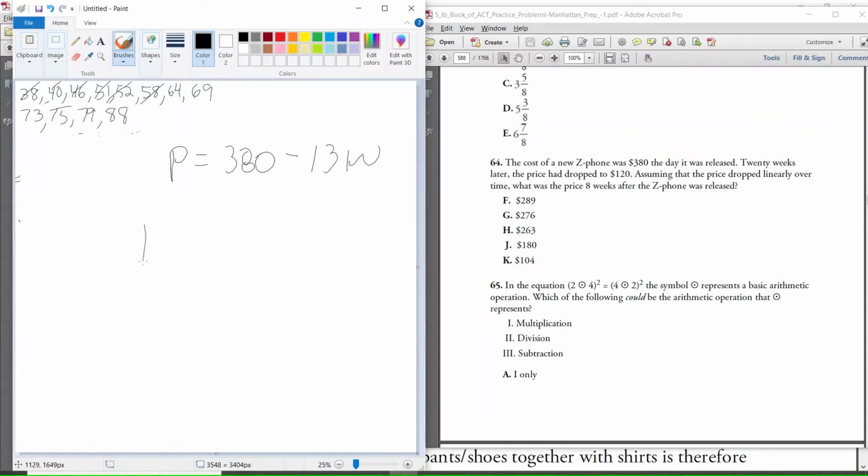So the price after 8 weeks would be 380 minus 13 times 8, because that's 8 weeks. Well, 8 times 13 is 104, 380 minus 104. And we get the same answer, which now I don't remember, so I'll have to do the subtraction again. You can do it on your calculator.